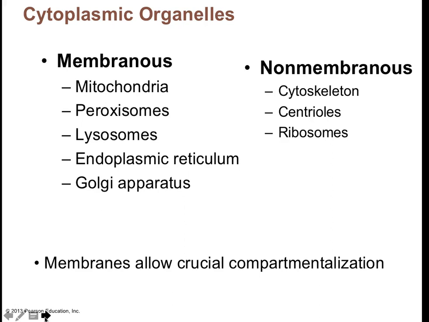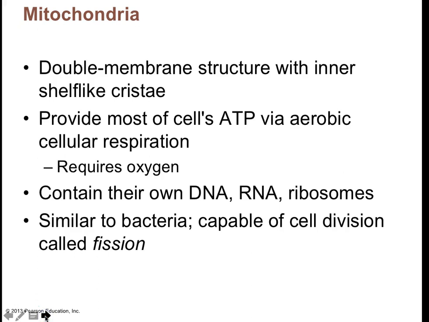Non-membranous means they don't have that, and that would be cytoskeleton, which are just protein rods, centrioles, which are also protein rods, ribosomes, which are a collection of RNA and protein. So the types of organelles will really depend on whether they have a membrane or not.